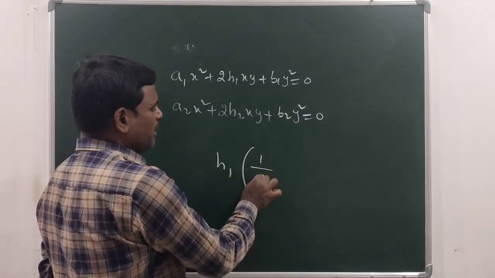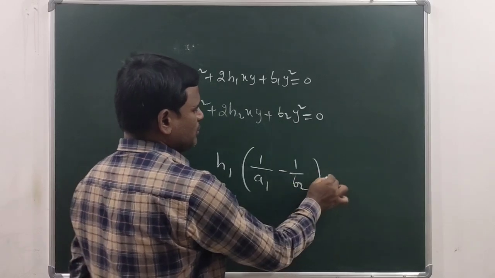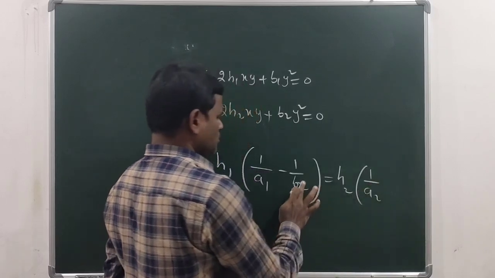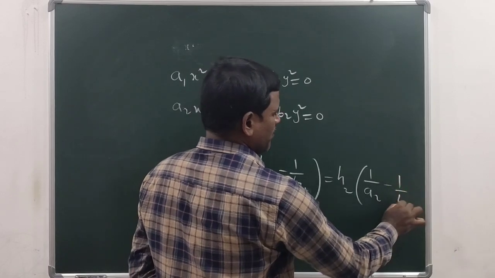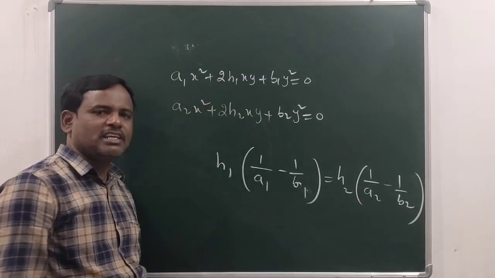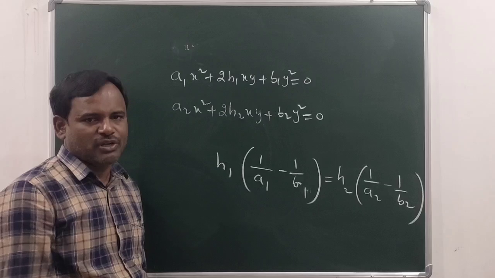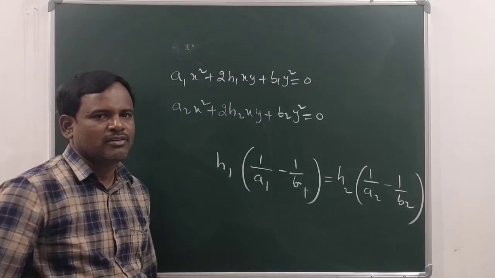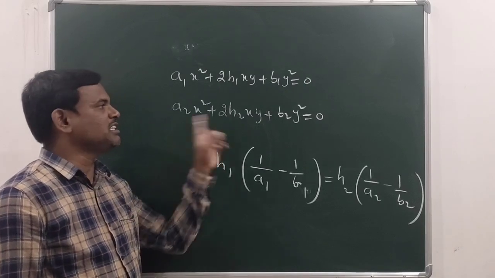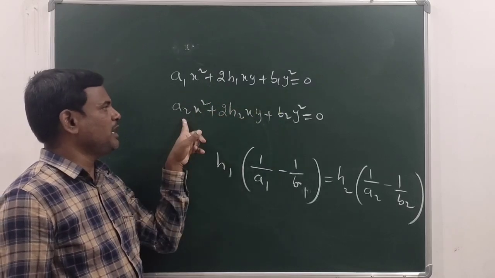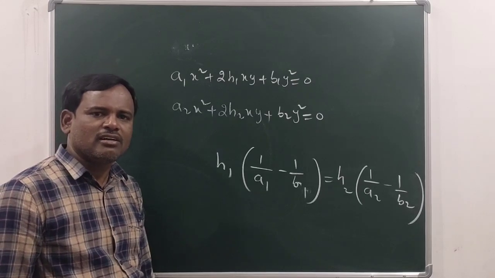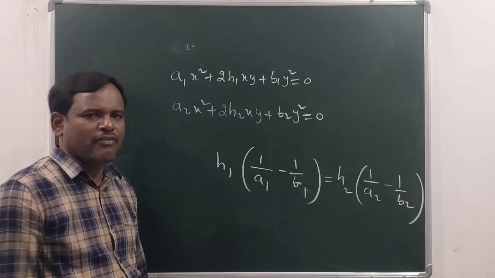h1 into 1 by a1 minus 1 by b2, which is equal to h2 into 1 by a2 minus 1 by b1. If one of the lines in both pairs is common and the other two are mutually perpendicular, then this will be the condition. Here also the same kind of question can be expected. You have to find that unknown value among those six: a1, h1, b1, a2, h2, b2. Among those six, five things will be given and you have to find the unknown value.